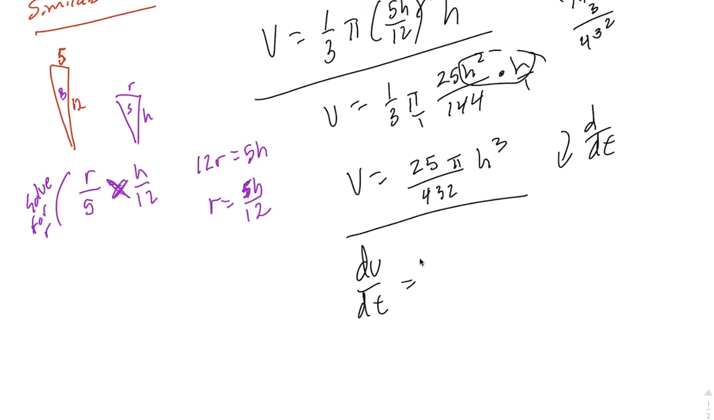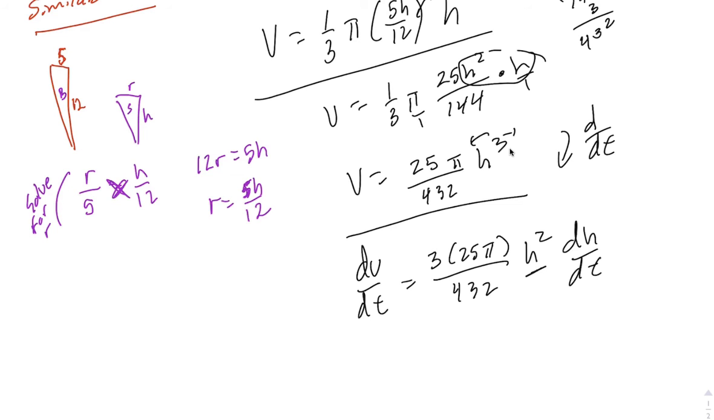Derivative of this is all just a number, right? That's all just a number. So derivative of this is bring the 3 down, subtract 1 off. So I'm going to get 3 times 25 pi over 432 h squared, dh dt. Now, I don't know why I multiplied the 3 times 144 since they're going to cancel out. So I get dv dt equals 25 pi over 144. I know that because I had multiplied it earlier. h squared dh dt.